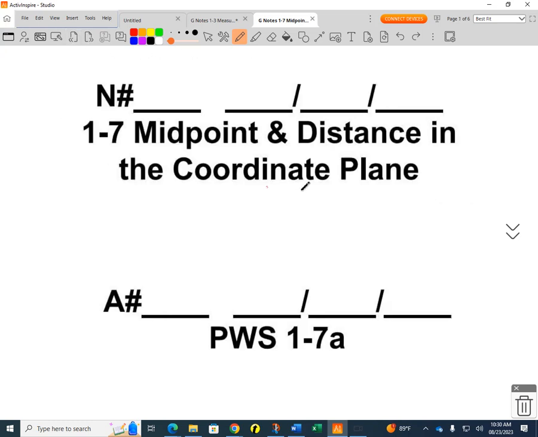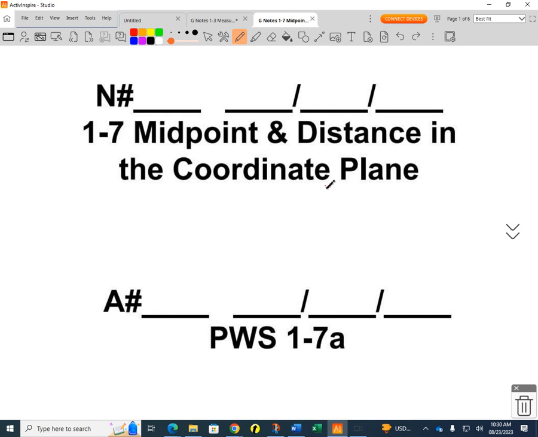So these are the notes we're working on now. 1-7. We're talking about midpoint and distance again, but now we're not talking about it on a number line. Now we're talking about it on a coordinate plane. So that's the XY axis. The origin is in the middle.